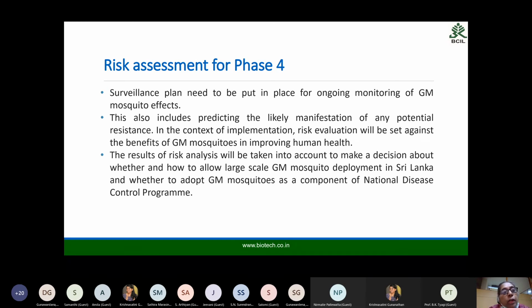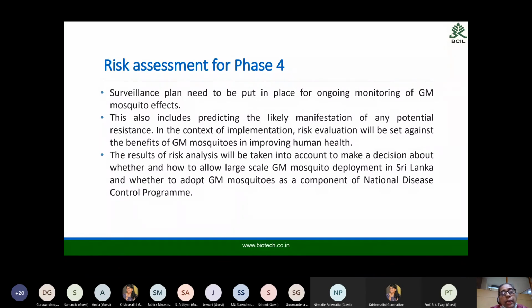Now the risk assessment for phase 4, in addition to all the considerations which are explained, has an important component: the surveillance plan. This surveillance plan has to be put in place for the monitoring of the GM mosquito effect. And this includes predicting the likely manifestation of any potential resistance also. You're doing your efficacy and all your parameters, but in addition to this, the likely manifestation of any potential resistance should also be included, and the risk evaluation will be set against the benefits of GM mosquitoes in improving human health. So remember what we said initially, that in the initial phases we are looking at efficacy of our technology, but subsequently we are going to also see whether we are actually reducing the rate of incidence of the disease. So these are the phases where you would be shifting more towards the epidemiological outcomes.